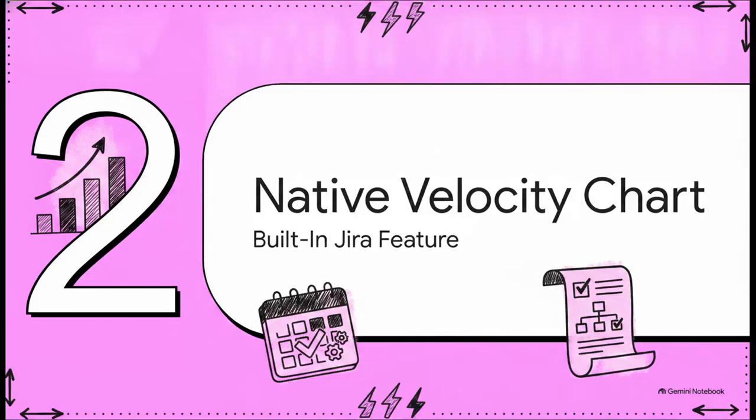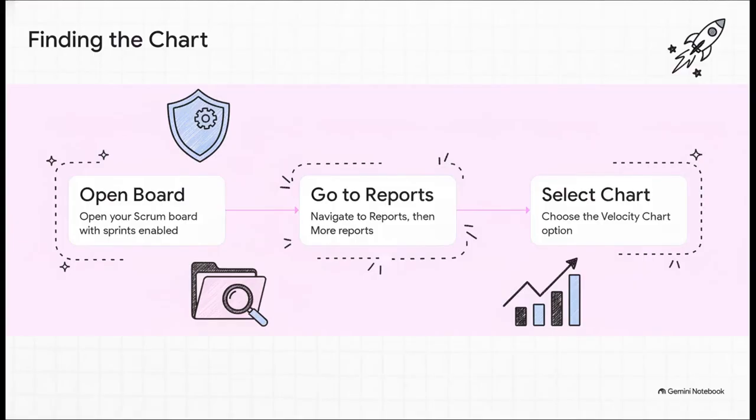Moving right along to Section 2, Jira's native velocity chart. If you've never used this, finding it is wonderfully simple. You just pop open your Scrum board, make sure sprints are enabled, obviously, go over to Reports, click More Reports, and select Velocity Chart. That's it. It's right there at your fingertips.